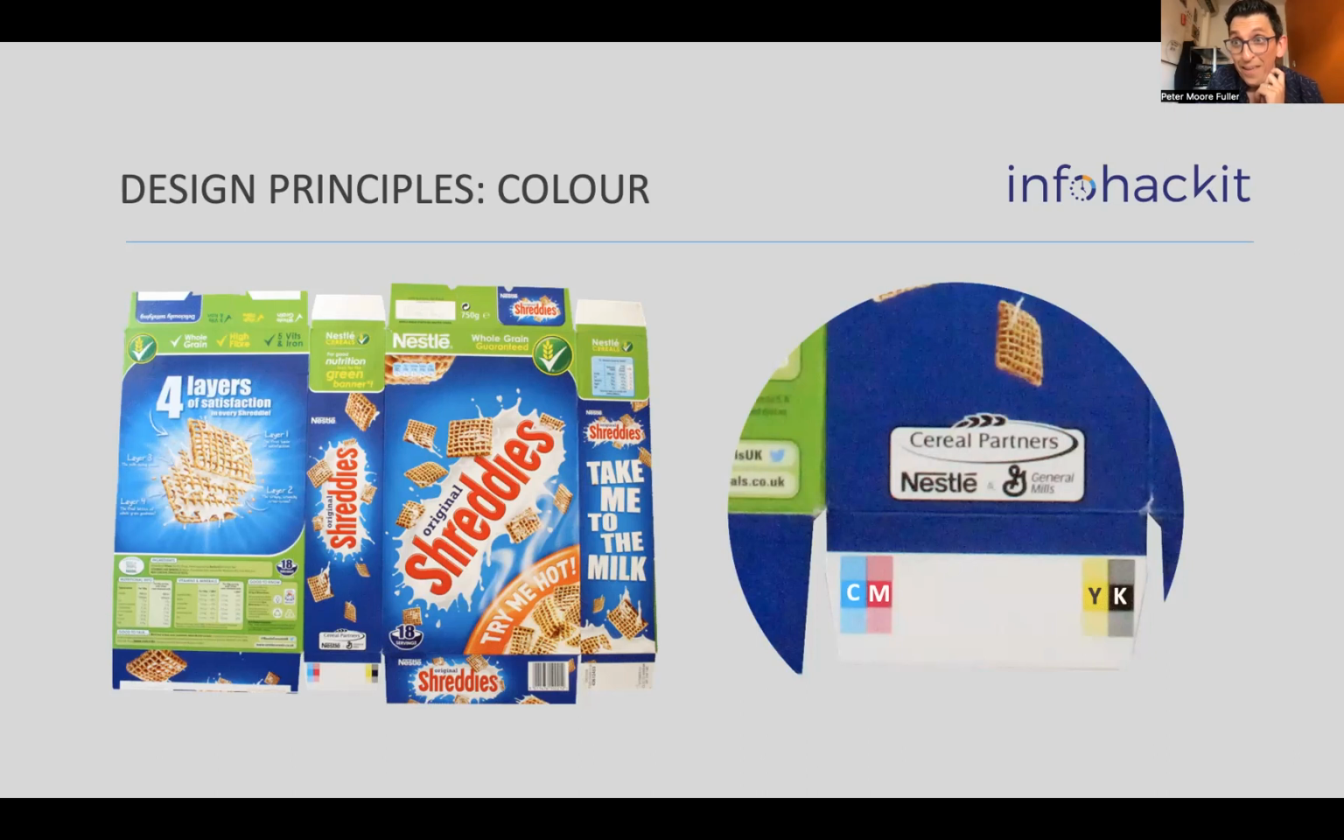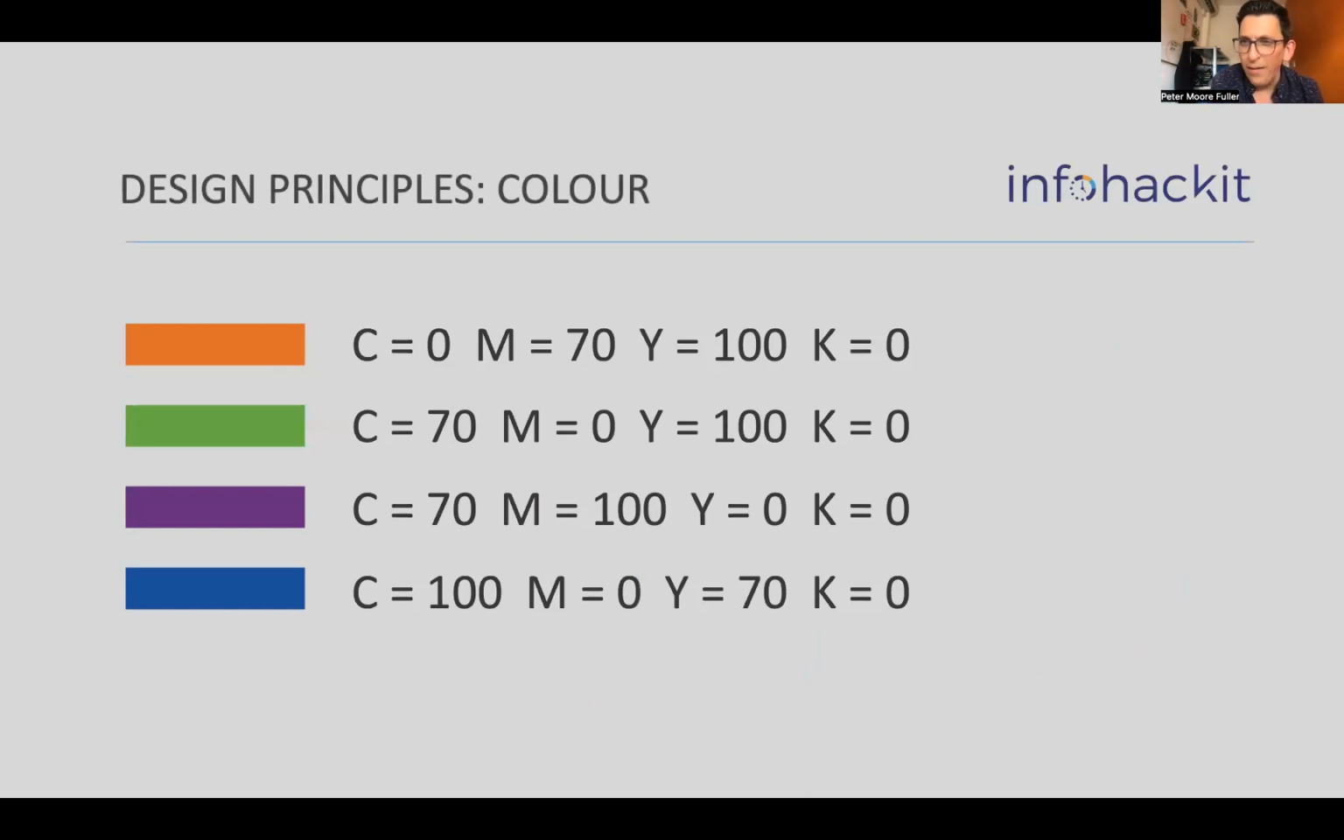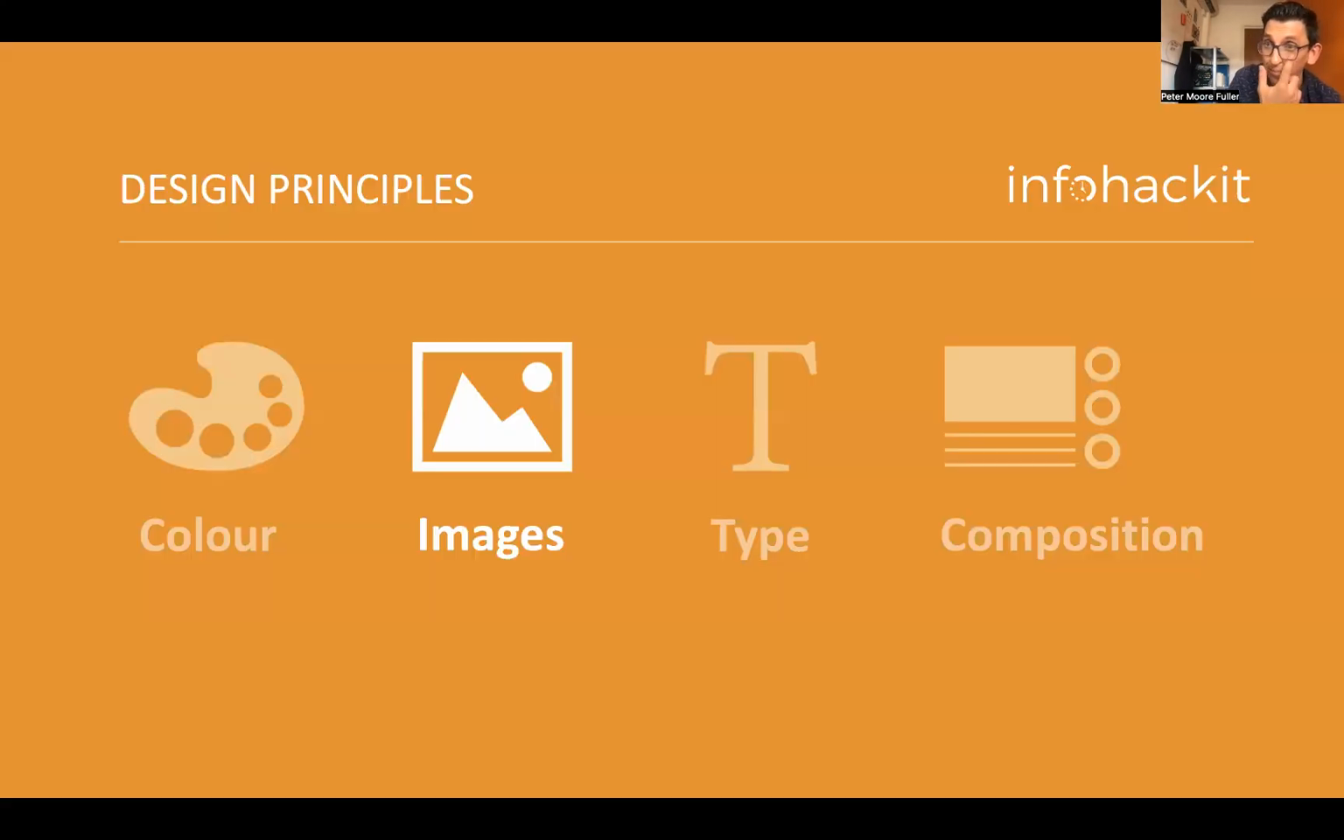What this means is that all of the visual information that you see on this cereal box is formed of a combination of cyan, magenta, yellow and black inks, all mixing together in different combinations. So here they are, like the paints on your palette. We've got this orange colour here, which has no cyan, lots of magenta, all of the yellow, these are percentages, and no black at all. And that's how we mix together colours in design.